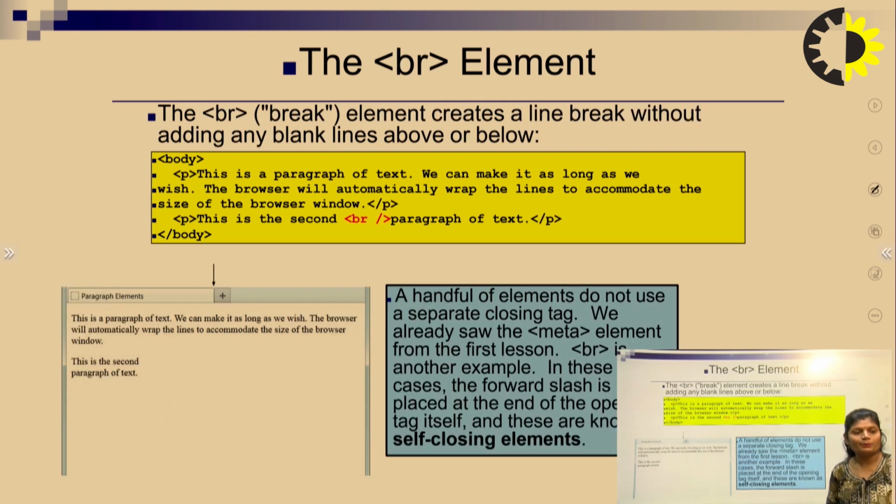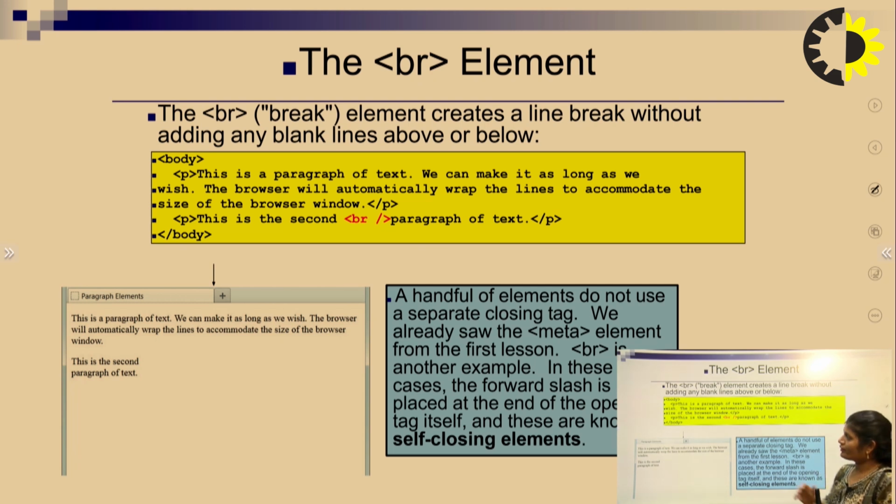The BR element. BR means break element. It creates a line break without adding any blank line above or below. So what is the specialty of the paragraph tag? Before the paragraph and after the paragraph, it provides a line, some space. But the BR element creates a line break without adding any blank line above or below.